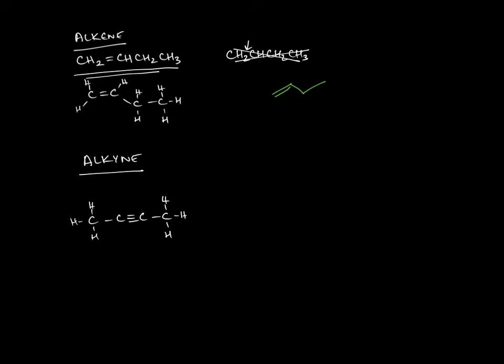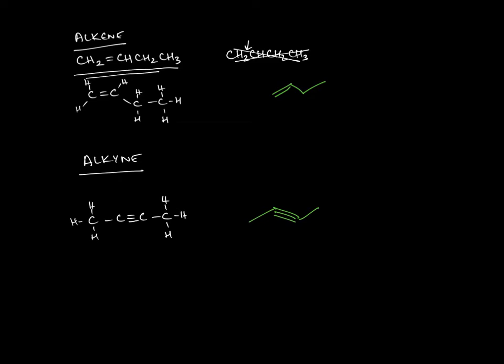Notice that once again, all of these carbons have 4 bonds and all the hydrogens have 1 bond, and that is an alkyne. The way to draw this out would just be to, instead of having a single line or a double line, include a triple line. And there you go. That would be the line angle structure for an alkyne.